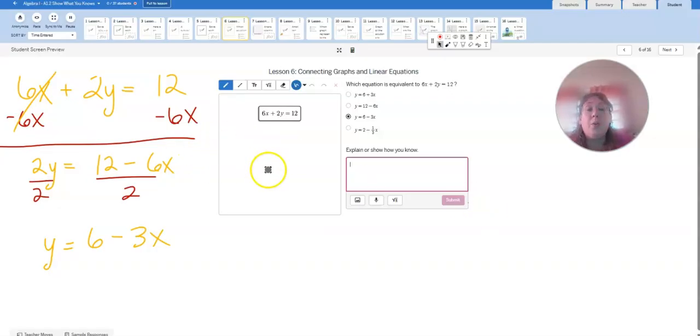So you can show your work on the whiteboard and then just type in here, work on whiteboard, or you can explain those steps in the chat box and then push to the next slide.